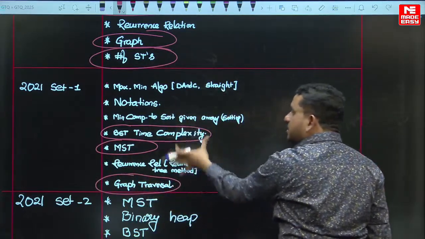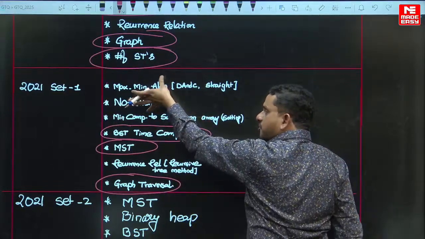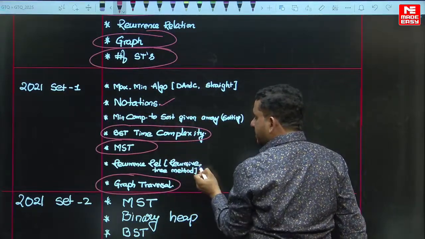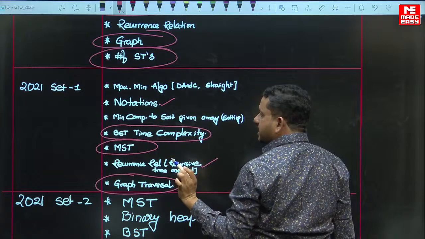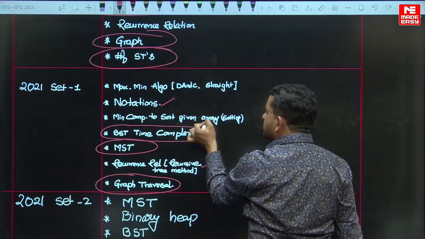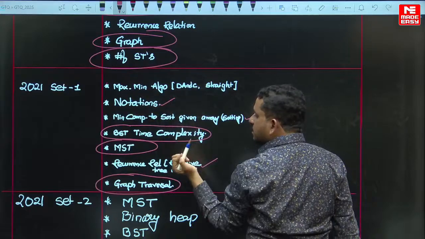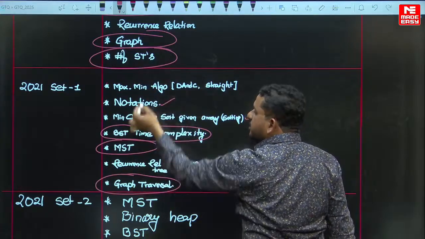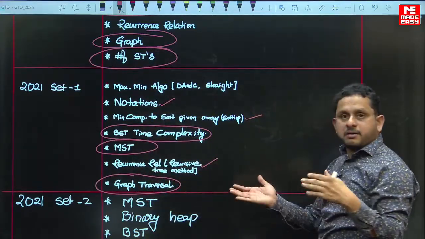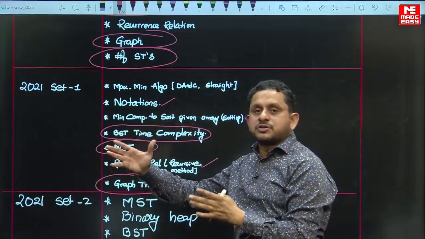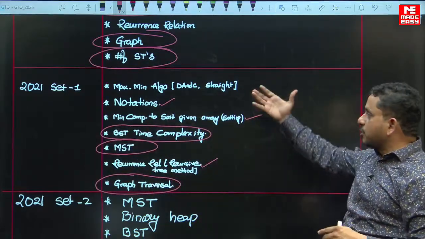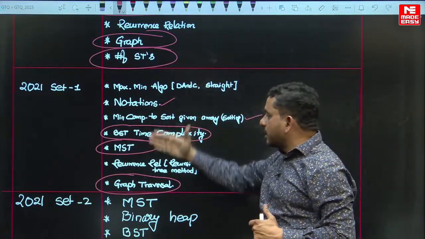So here it is distributed equally. First of all, notation and reconciliation are for the fundamental side, and minimum comparisons to sort. So a sorting algorithm question is there, and the min max algorithm, divide and conquer. So equally distributed, 3 questions are from the second half and 3 questions are from the first half and 1 fundamental question. So equally given.